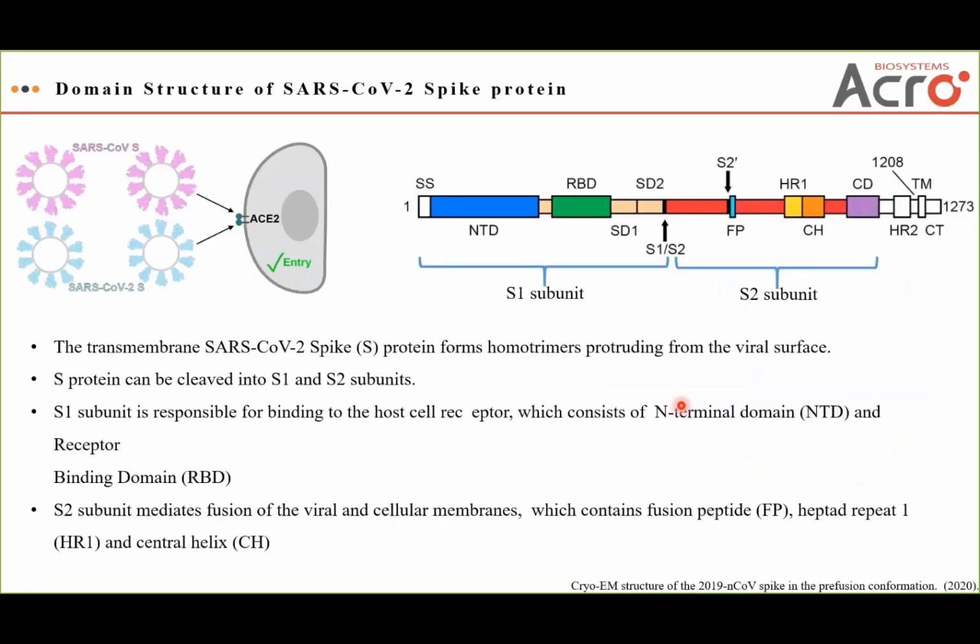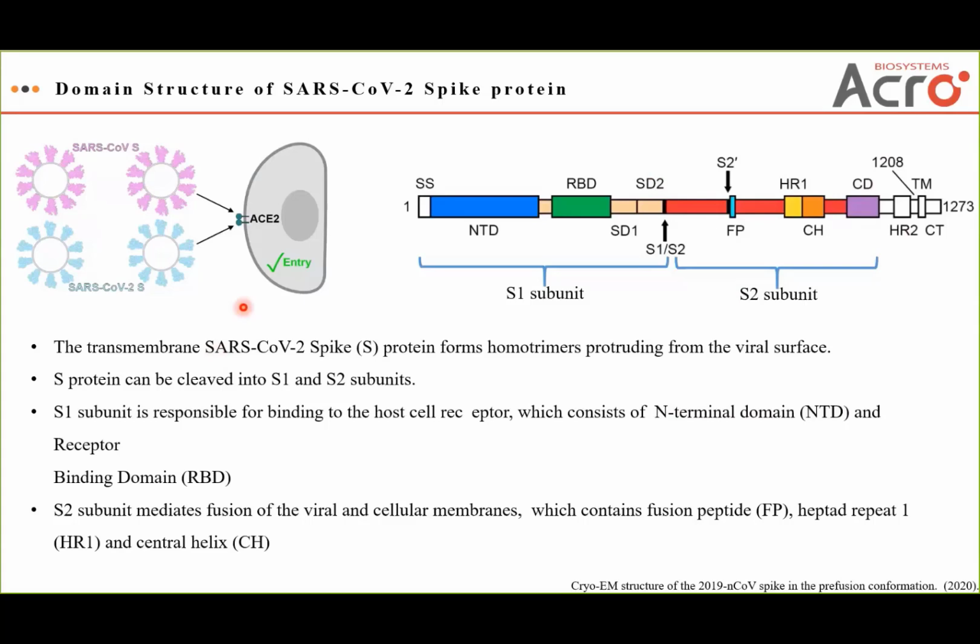SARS-CoV-2 spike protein is a key transmembrane glycoprotein that forms homotrimers protruding from the virus surface and mediates host cell attachment and cell entry. It was reported that SARS-CoV-2 and SARS-CoV share the same host cell receptor, which is angiotensin converting enzyme 2, ACE2.